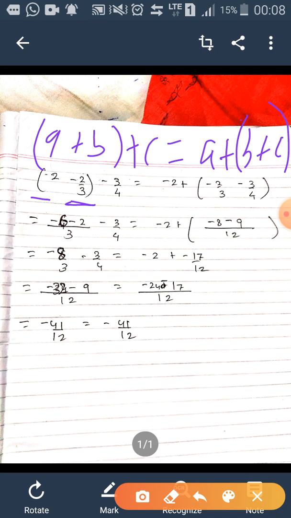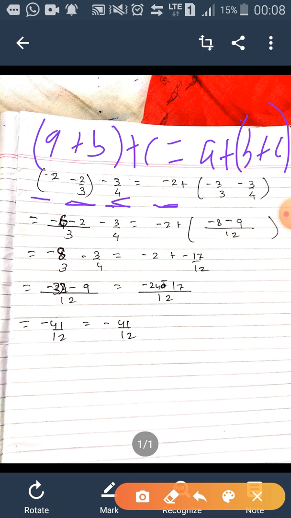Yes, the value of c was minus 3 by 4, so again the plus sign got removed and I wrote minus 3 by 4. That is equal to, the value of a was minus 2, so I have written minus 2 over here. Plus, here the plus sign has been retained. Why have I retained the plus sign? Because b is minus 2 by 3 and b is within brackets, so I won't change the plus sign right now. This is, I think, the mistake which I made in the previous sum. I didn't retain this plus sign, I wrote it as minus only.